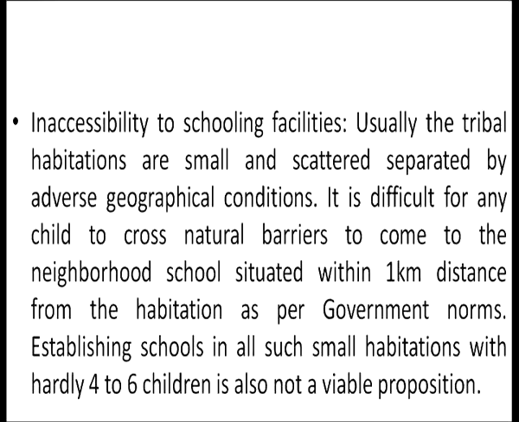Inaccessibility to schooling facilities. Usually, the tribal habitations are small, scattered, separated by adverse geographical conditions. It is difficult for any child to cross natural barriers to come to the neighborhood school situated within 1 kilometer distance from the habitation as per the government norms. Establishing schools in all such small habitations with hardly 4 to 6 children is not a viable proposition. So, they have to travel longer distance. So, many a times they are not able to reach out to the schools in certain circumstances which act as a natural barrier for them, and hence in these places, schooling becomes inaccessible for children.